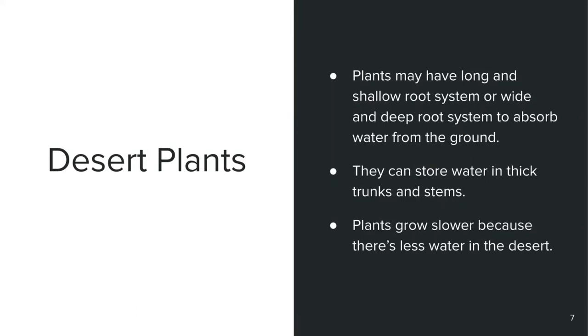Now, it's time for the desert plant characteristics. Plants may have long and shallow root systems or wide and deep root systems to absorb water from the ground, like cactuses. They can store water in thick trunks and stems. Plants grow slower because there's less water in the desert.